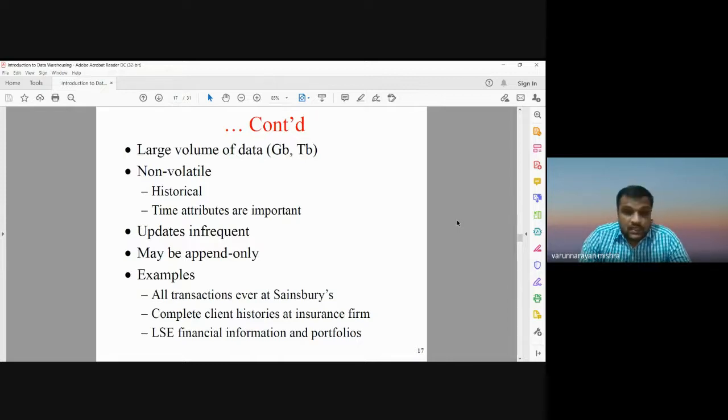There is updation, but it is infrequent. There is no frequent updation in the data warehouse. It may be append only. For example, all the transactions at Sainsbury's, the complete client histories at an insurance firm, and LEC financial information and the portfolios.